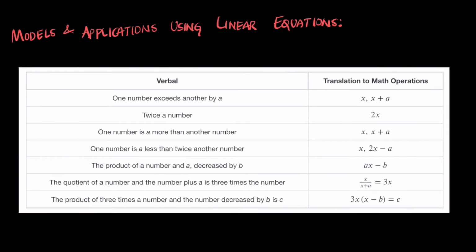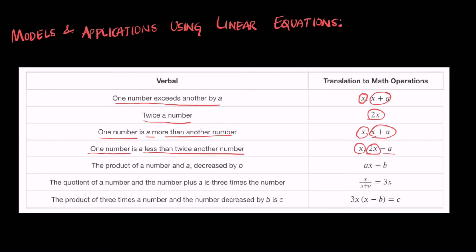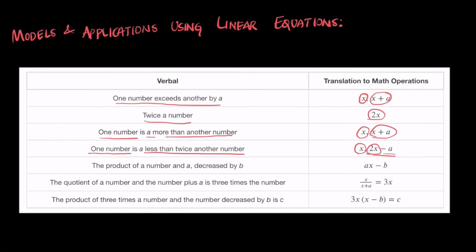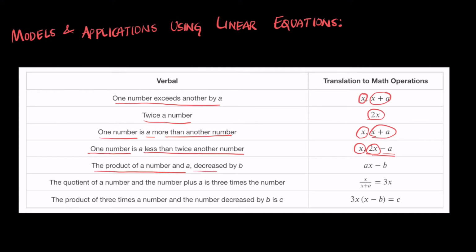If the problem verbally says that one number exceeds another by a, the number that you are considering is x and the other number will become x plus a. If it says twice a number, the number we consider is x and twice the number is 2 times x. One number is a more than the other number, so that is again x, the other number will be x plus a. Next, one number is less than twice another number, that is 2x minus a. Next, the product of a number and a decreased by b is a times x minus b.